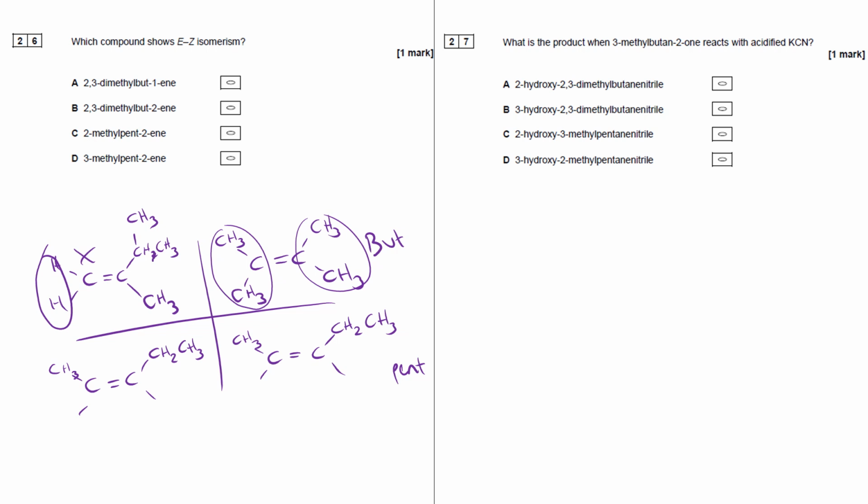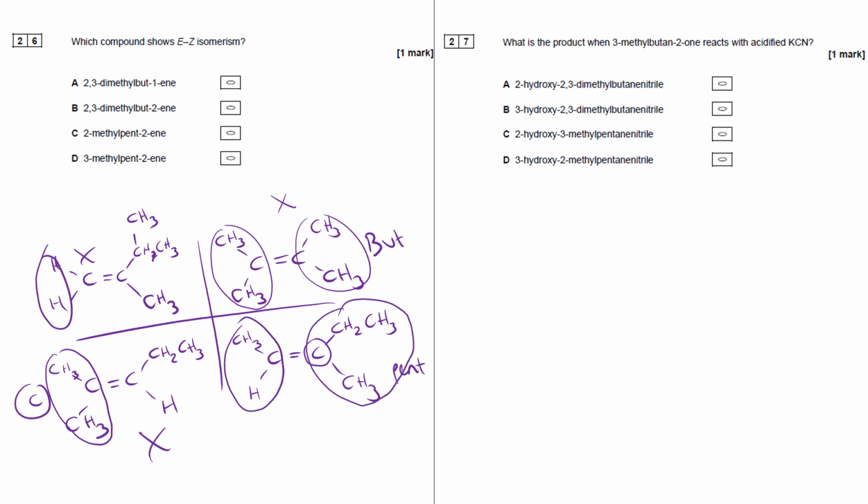Option C, if I had a methyl group on carbon 2, so this is option C, 2-methyl pent-2-ene, you can see that there's 2 of the same group on one of the carbons in the double bond. That would not show EZ isomerism either. So now we're getting to option D. Hopefully this one's correct. On carbon 3, which is this one here, I've got a methyl group. So this is 3-methyl pent-2-ene. I've got 2 different things on the left carbon in the double bond and 2 different things on the right carbon in the double bond. That would show EZ isomerism.